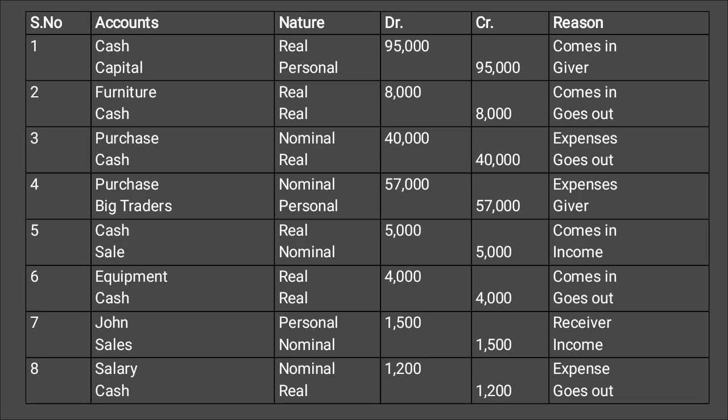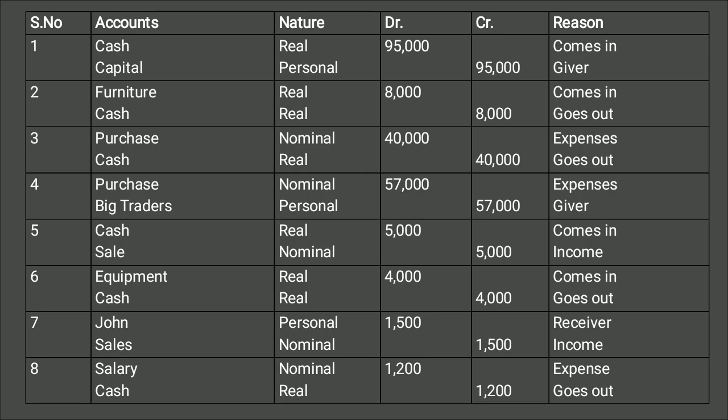And Big Traders represents someone, a group or business organization. So that's why it's part of a representative personal account. And the rule for a representative personal account is debit the receiver, credit the giver. When you purchase goods, definitely Big Traders will be the giver, not the receiver. So here we have to credit Big Traders.